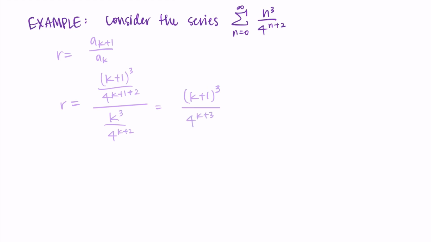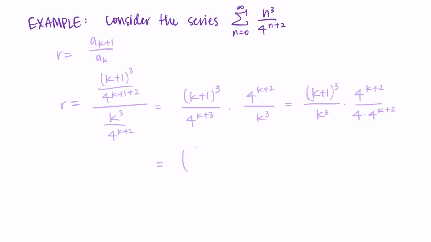So here, I'm noticing that 4 to the k plus 3 power is like 4 to the k plus 2 plus 1. And so I'm going to split that up into 4 times 4 to the k plus 2. It's often common to split up the things with the powers so that we can cancel them out. So I'm basically trying to get a 4 to the k plus 2 there in the denominator so I can cancel it out. For now, I'm just going to leave my k plus 1 cubed and my k cubed.